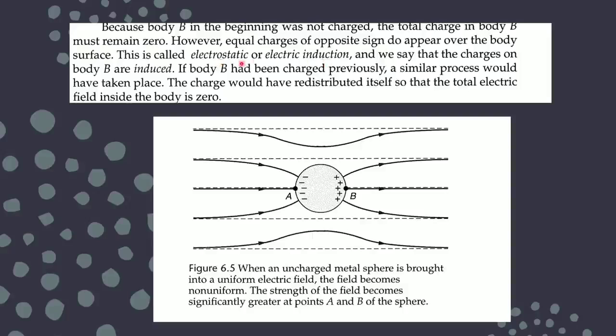This process is termed as electrostatic or electric induction. So equal charges of opposite sign are appearing here on the surface. It is on the surface only, but to show it, it is kept slightly inside; they are induced on the surface itself. You have to keep in mind that charge always resides on the surface of the conductor, not inside. Inside there is no charge, no field.